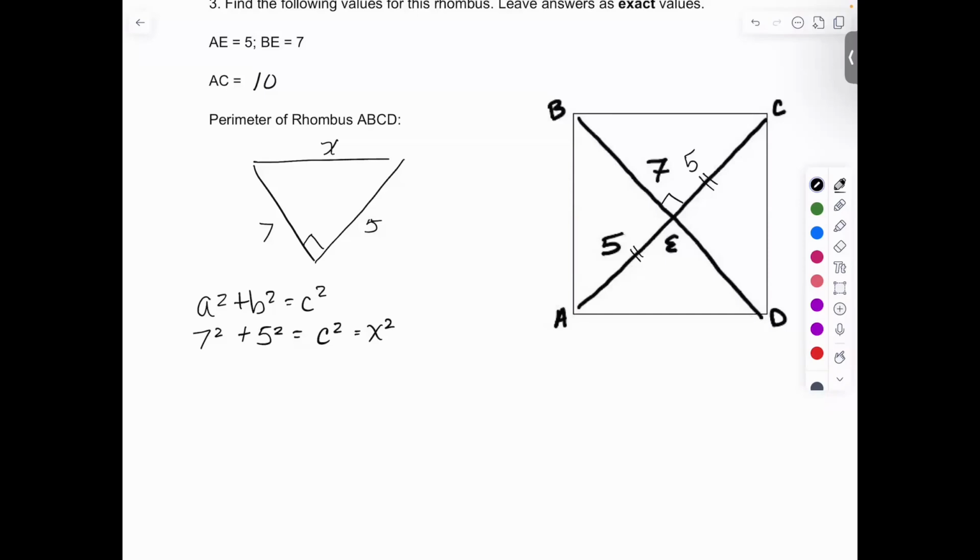And then from this point on, it's simply using algebra techniques to solve. 49 and 25, what is that? 74. I'll double check that just to be sure. 49 and 25 is indeed 74.